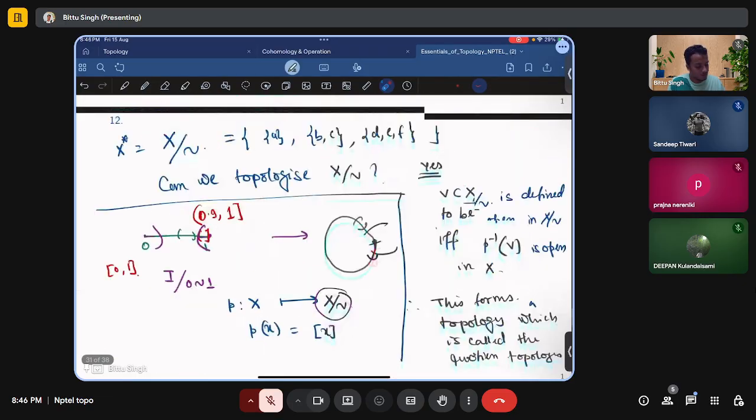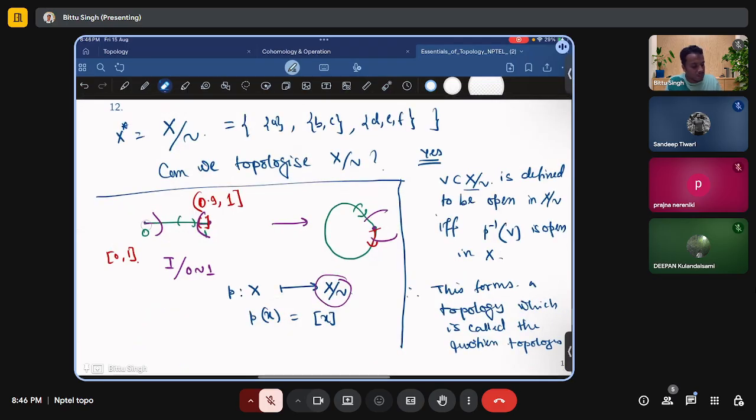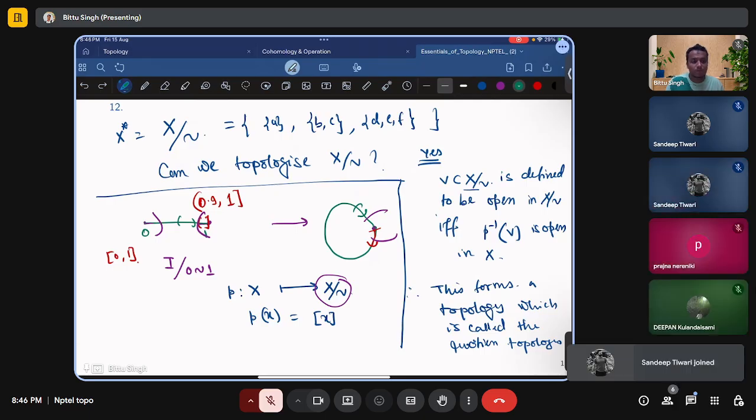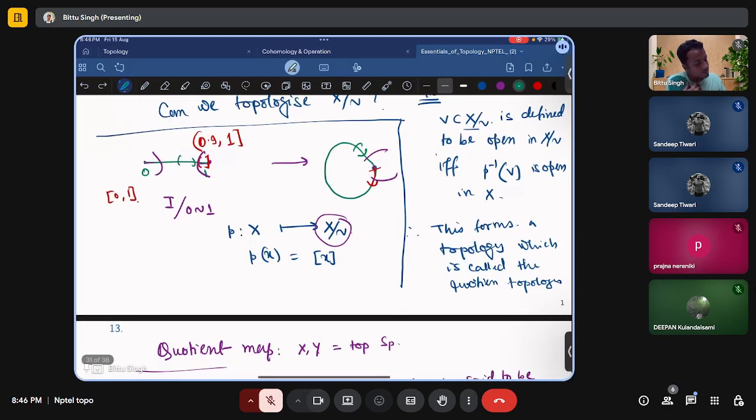So here, our intuition, whatever the intuition tells, this should be the circle, and we can explicitly prove this is the case. Yes, this is true, right? So let me say why this is the case.